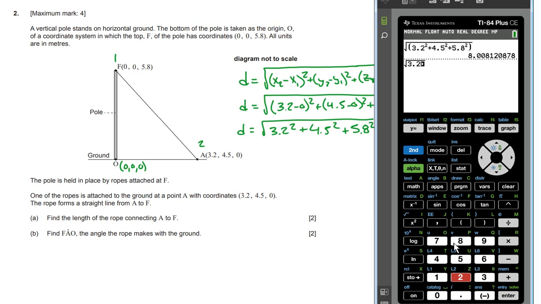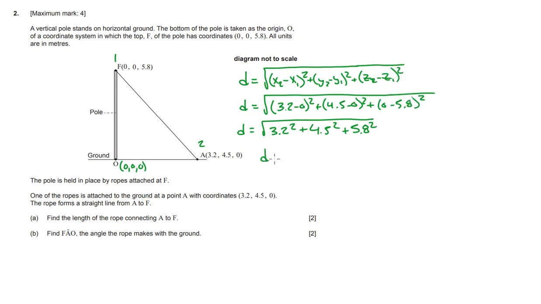So we'll just do 3.2 squared plus 4.5 squared plus 5.8 squared. Enter, and we get 8.008. If we round that to three significant figures, we get 8.01. So the distance for A here, distance is going to equal 8.01, and all units are in meters, so I'm going to write 8.01 meters. Okay, circle my answer so they know that's the one they're going to be looking for.